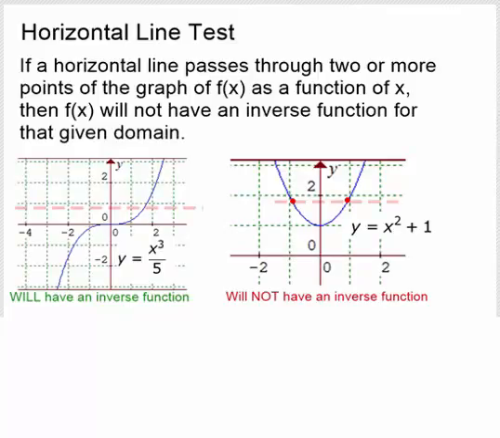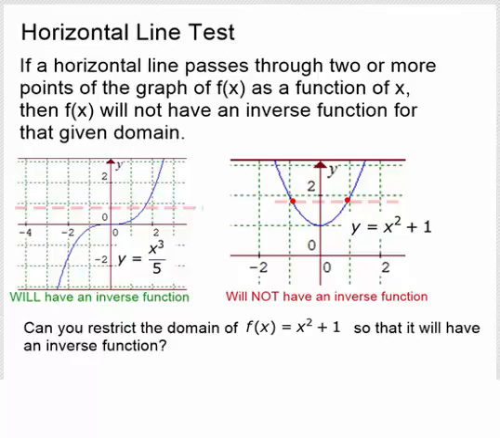The first example is y equal x cubed over 5. This will have an inverse function no matter what horizontal line you pick. It only passes through one point. But we look at the example on the right, y equal x squared plus 1. There are many horizontal lines that pass through 2 or more points. So y equal x squared plus 1 does not have an inverse function for its given domain of all real numbers. So can we restrict the domain of f of x equal x squared plus 1 so that it will have an inverse function? And the answer to that is yes, you can. And we're going to do that on the next page.